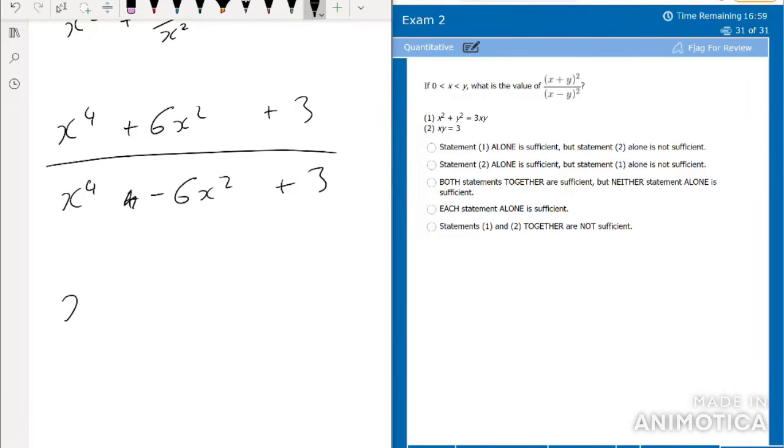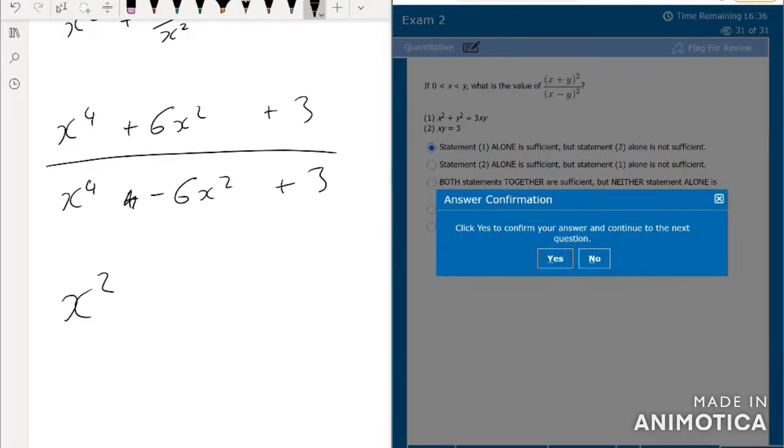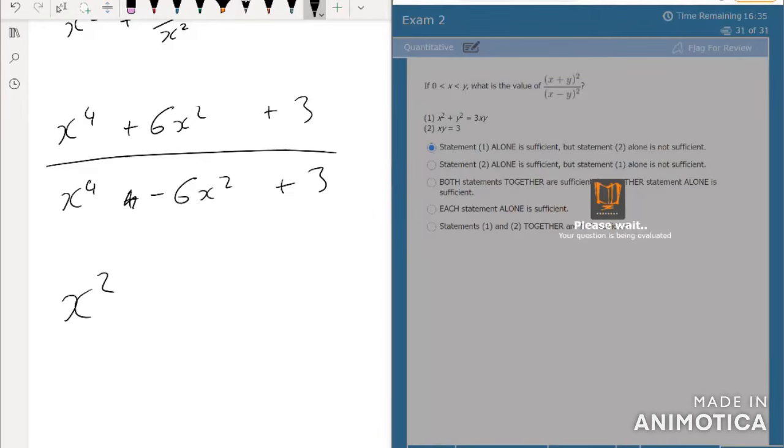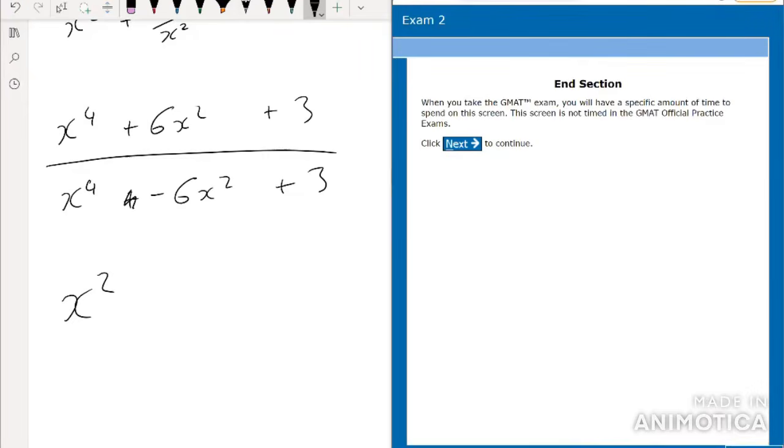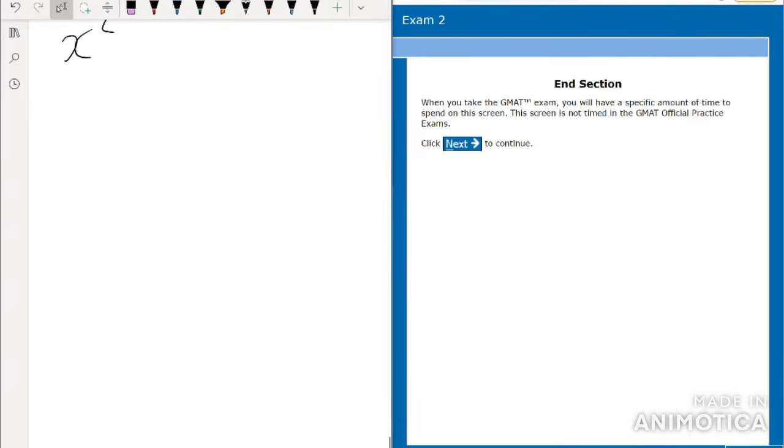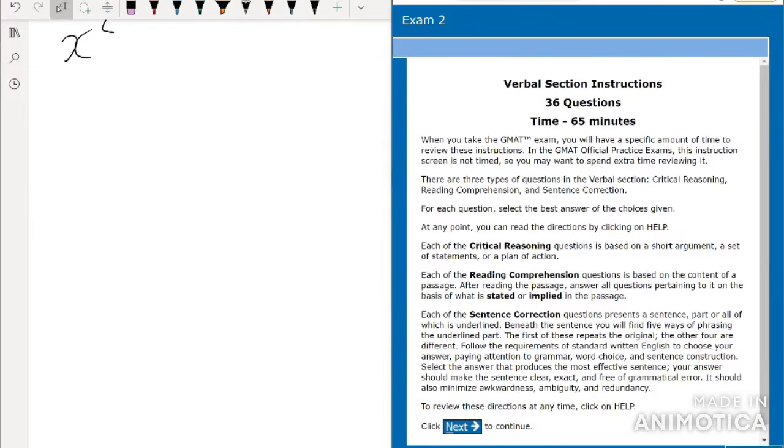Then that leads to x squared. Not going to factorize. And even if it did factorize, then we're still not going to get a solution. So 1 alone is sufficient, but 2 alone is not. Okay, that's the quant section done. Now for the nasty stuff in the verbal.